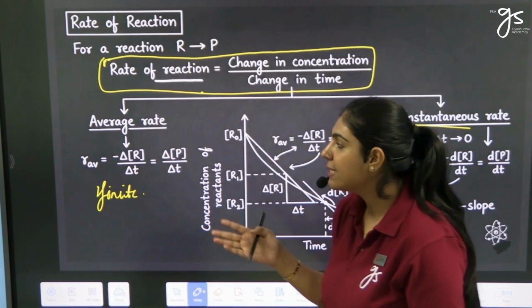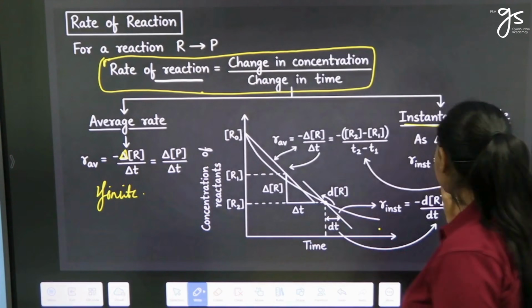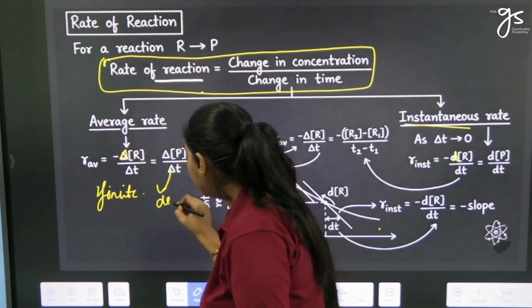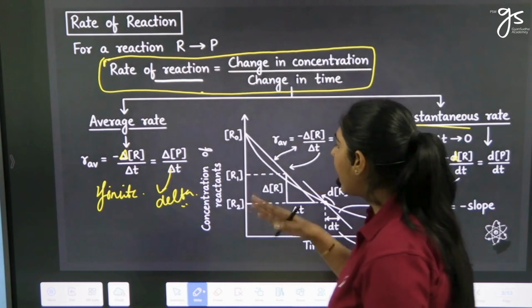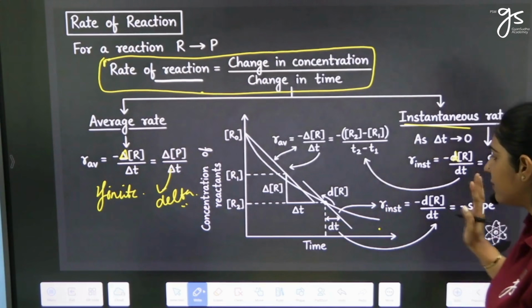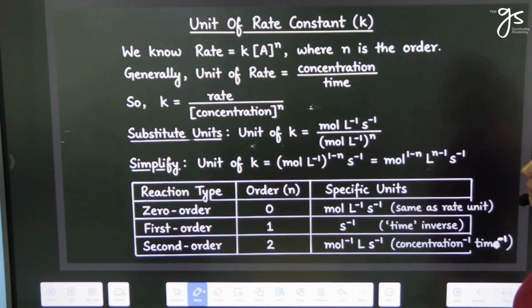What is the difference? That is in the symbol. In one case we represent the del, but in the other case we represent the delta. This is the difference, and we can also see the graph for the average as well as instantaneous rate of reaction. So let's move forward.